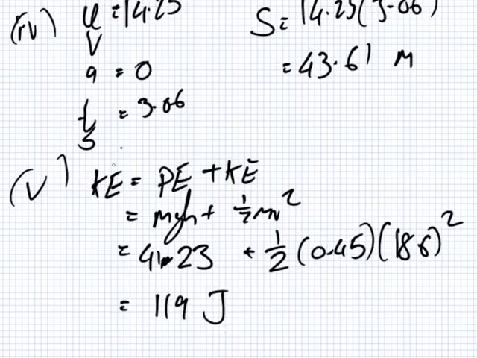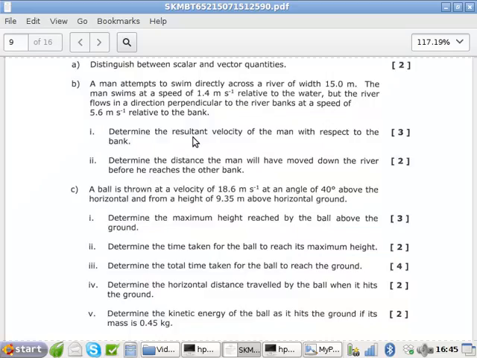This is at the start. It is not. This is at the end. The kinetic energy at the end is equal to the potential and the kinetic at the start. Right, 119 joules. So this question took me 15 minutes to do. You have up to half an hour to do it in the exam.